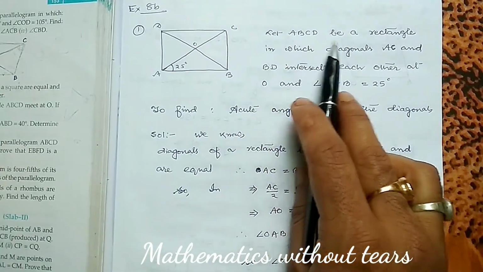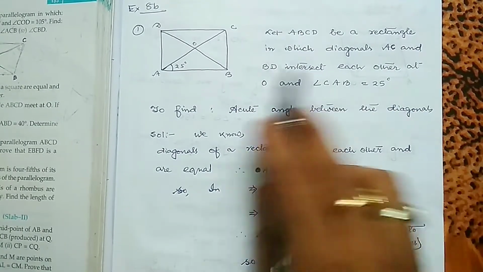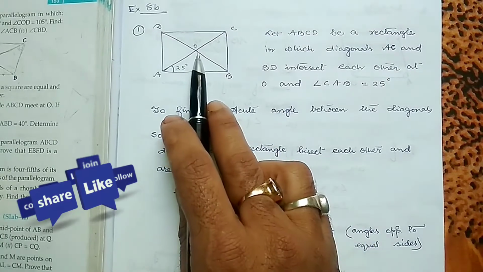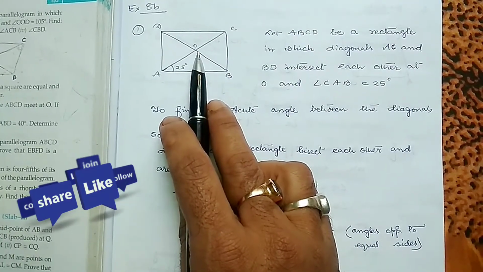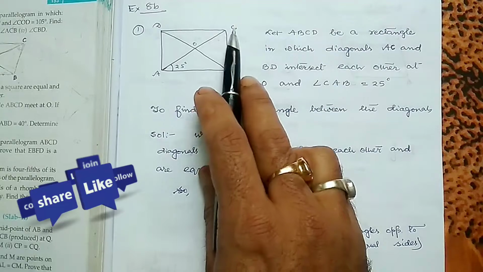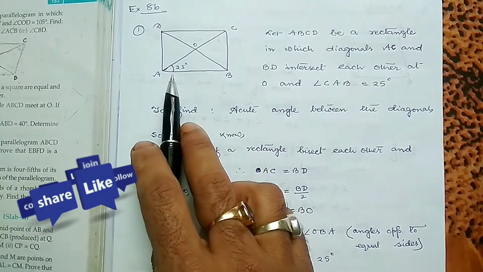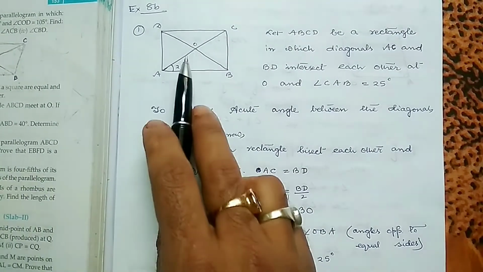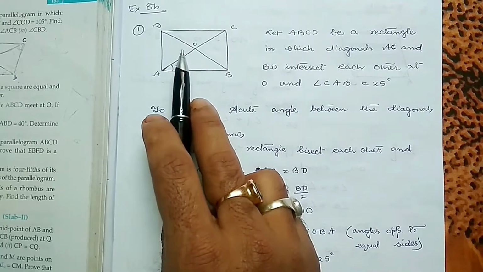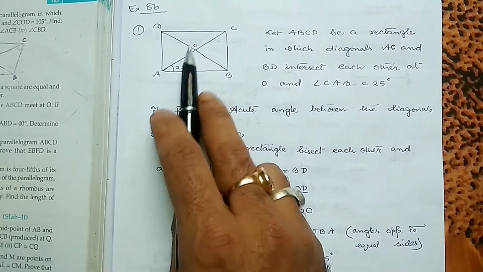let ABCD be a rectangle in which diagonals AC and BD intersect each other at O. And angle CAB equals 25 degrees. What we have to find? We have to find the acute angle between the diagonals. So these are the diagonals, we have to find the acute angle.